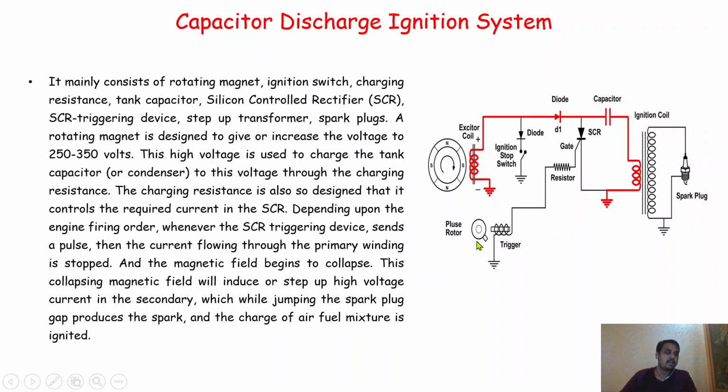As this pulse rotor starts to rotate, there is also one exciter coil that will work as a trigger. This is also one kind of rotating magnet, and because of this trigger, the excitation will be there, in the form of a voltage, and through the resistor that will come into the SCR circuit. SCR is silicon controlled rectifier.